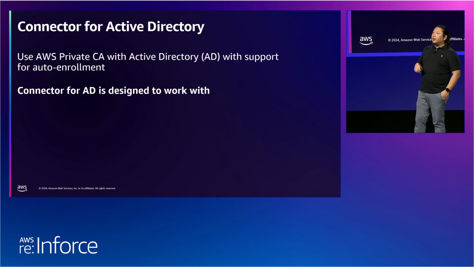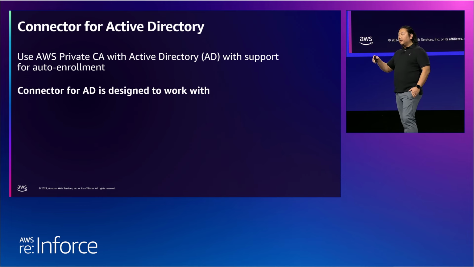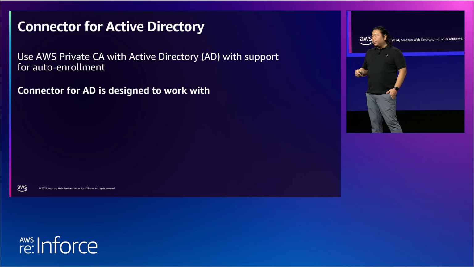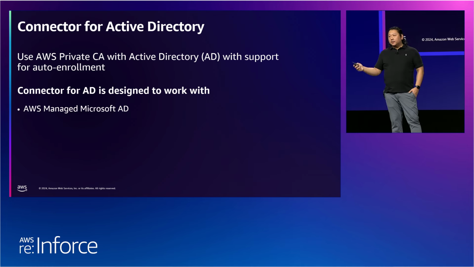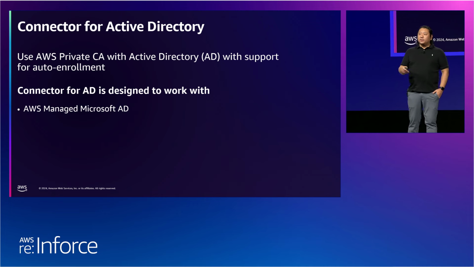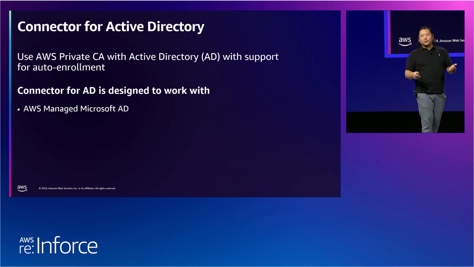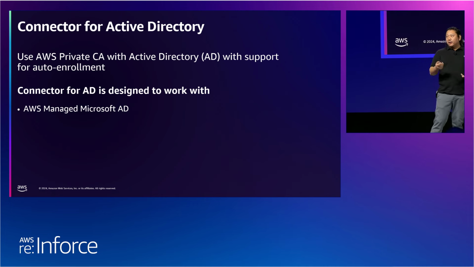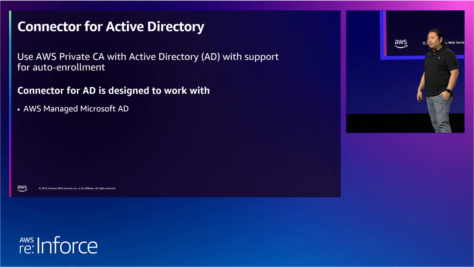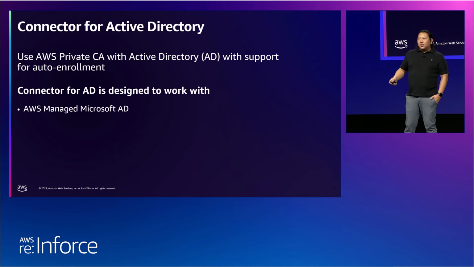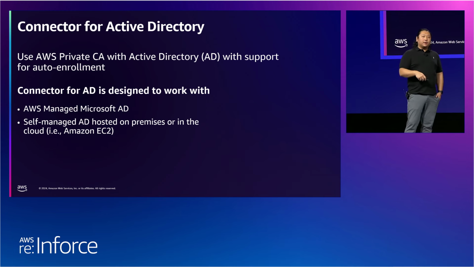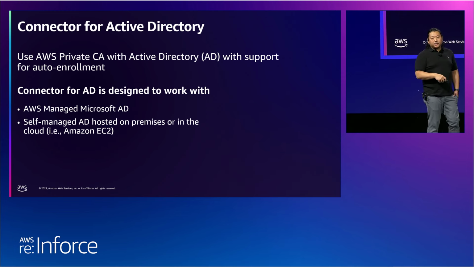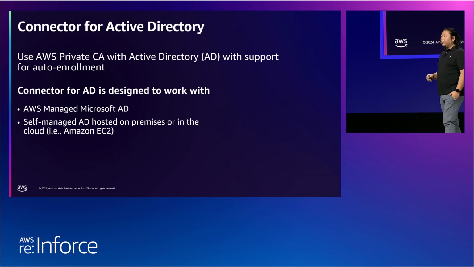And just to let you know, the Connector for Active Directory works with 2 types of Active Directory, if you will. One is the AWS Managed Microsoft Active Directory. This is an offering offered by AWS Directory Services. This is a managed Active Directory. They do the patching, upgrading. They recently went through a campaign where they upgraded everyone to 2019. And then self-managed, right? So whether you're hosting it on premises or if you're hosting it in the cloud, like on EC2, you can use the Connector for Active Directory for both use cases.